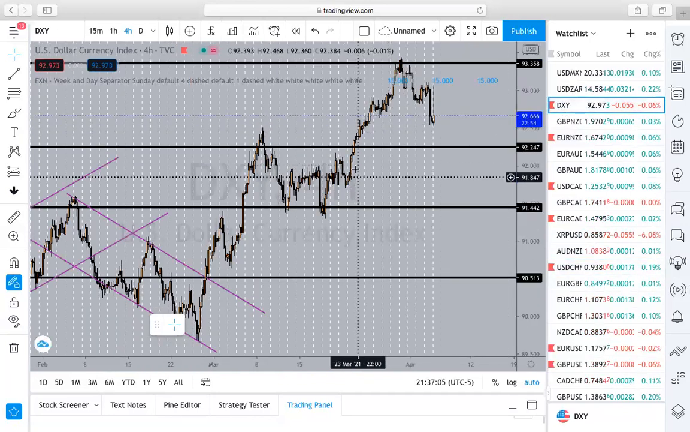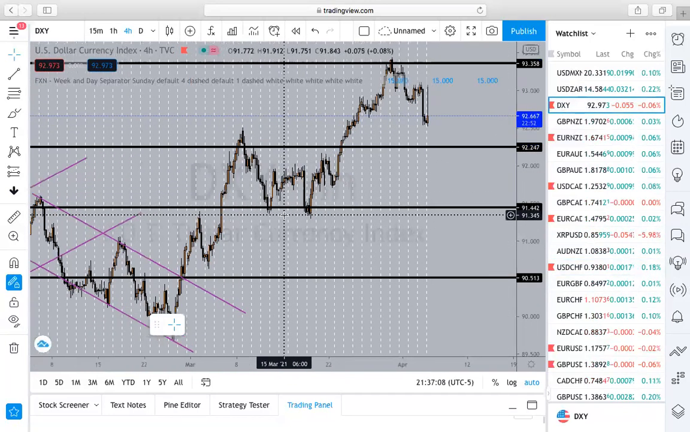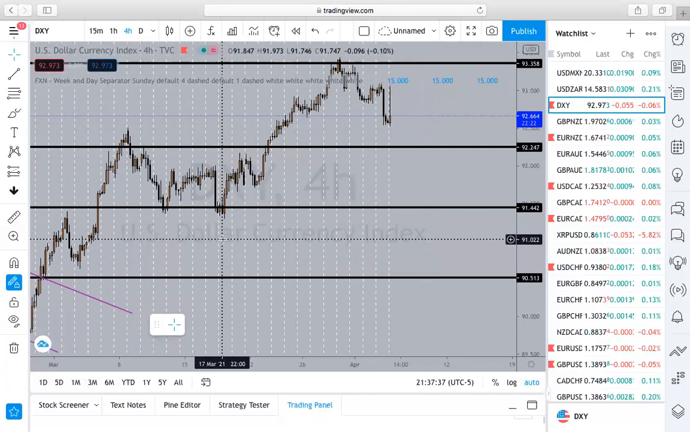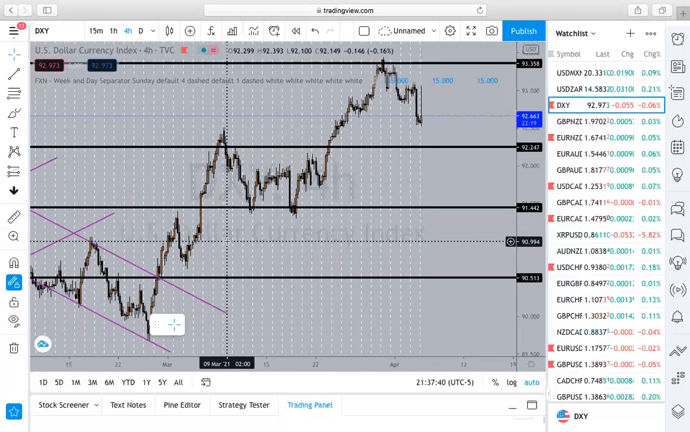So there's a lot of correlation. That's also another reason why you can use this and it helps you when making your analysis, because any USD base pair is pretty much going to be in correlation with this DXY, whether you're buying or selling. So you just have to keep that in mind.